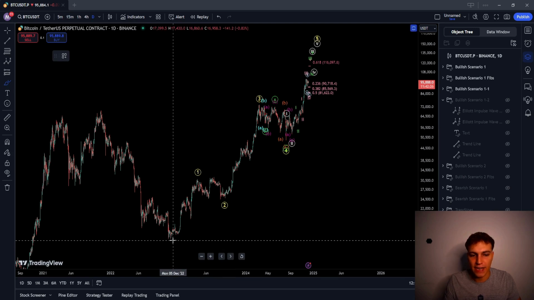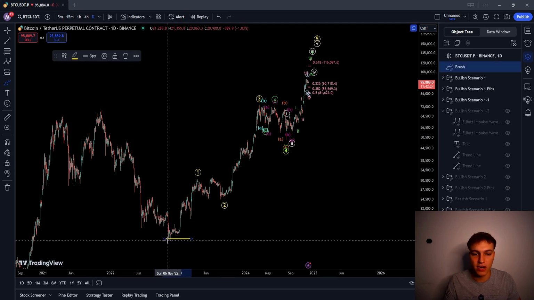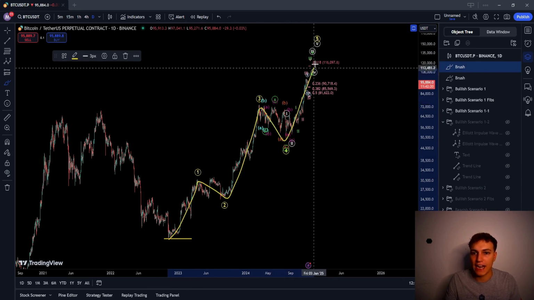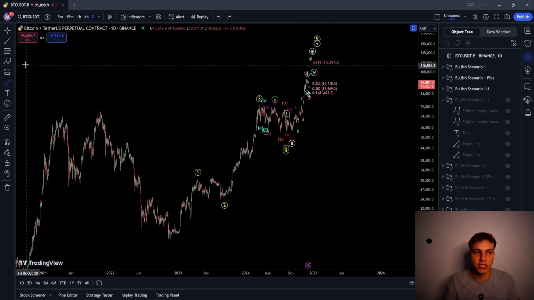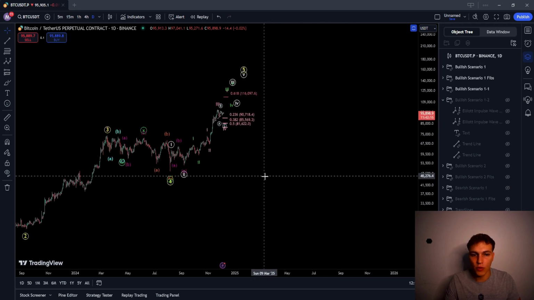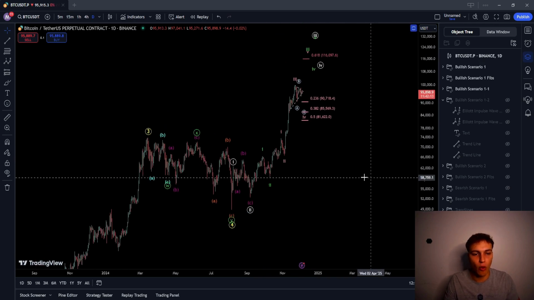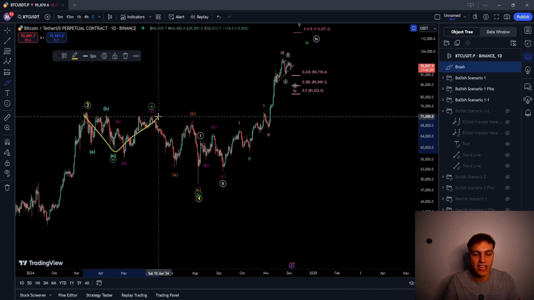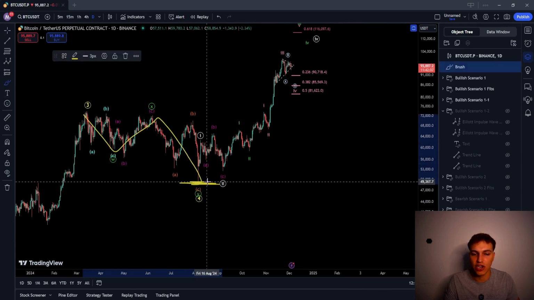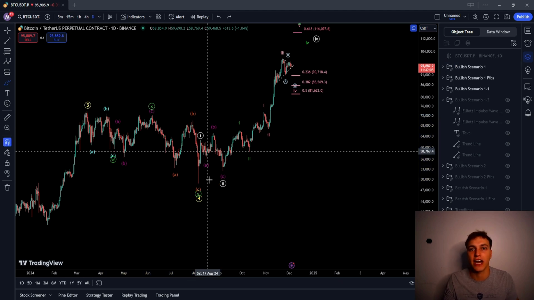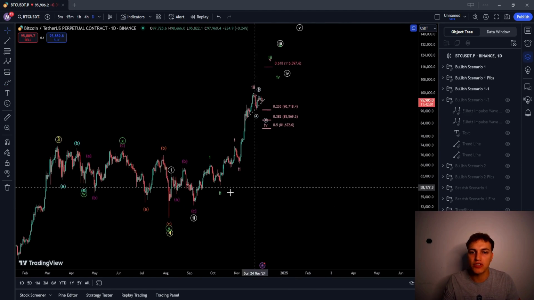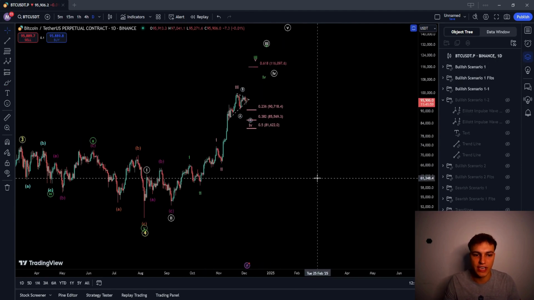So, starting off with our first scenario on the daily time frame, we are looking at this as our main scenario. From the bear market lows, a 1, 2, 3, 4 and a wave 5 to the upside. Now, we did indeed have this long wave 4 over here, which we are labeling as a W, X and a Y, finishing this low at 49,367.